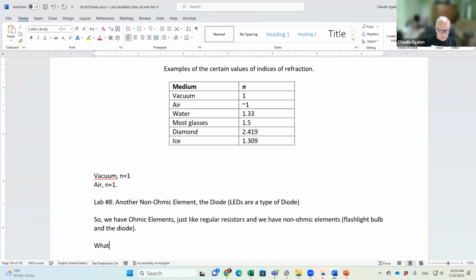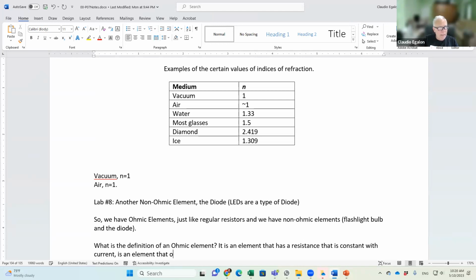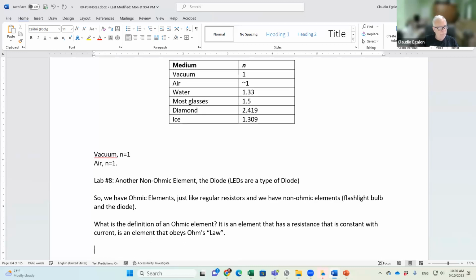And what's ohmic? What's the definition of an ohmic element? It is an element that has a resistance that is constant with current. That's what it is. The resistance does not vary with a given voltage and current. Or even better, another way to state it, is an element that obeys Ohm's law. And Ohm's law is V equal to RI.